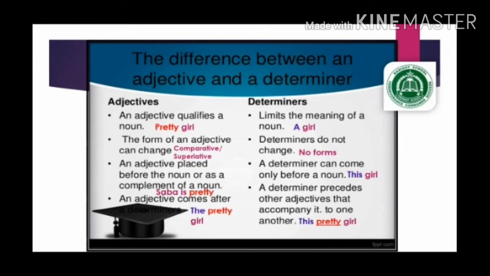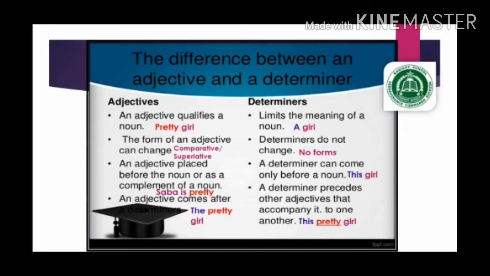Next point is the form of an adjective can change. So adjectives have comparative and superlative degrees or forms. Whereas determiners do not change and they don't have forms.